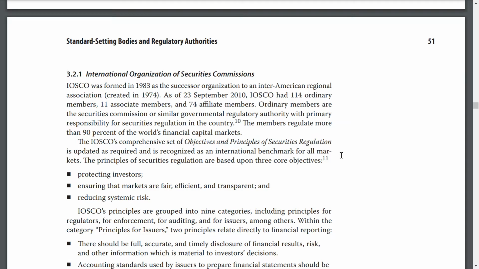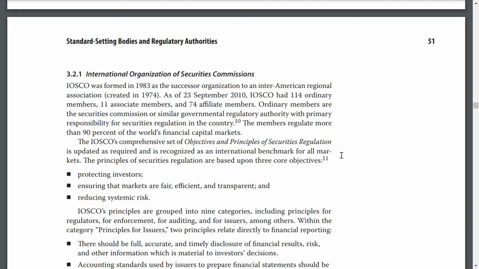The IOSCO's comprehensive set of objectives and principles of securities regulation is updated as required in recognition of international benchmarks for the markets. The principles of securities regulation are based on the core objectives of protecting investors, ensuring markets are fair, efficient, and transparent, and reducing systemic risk.